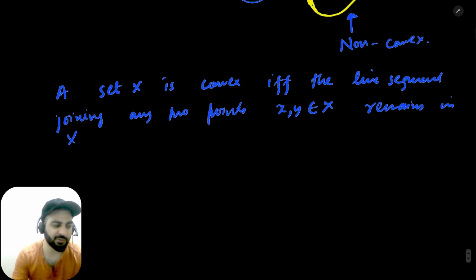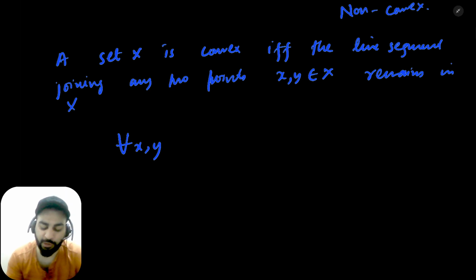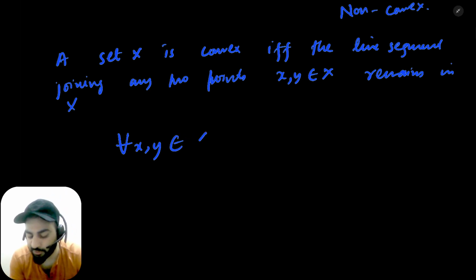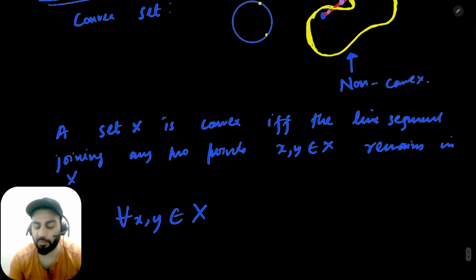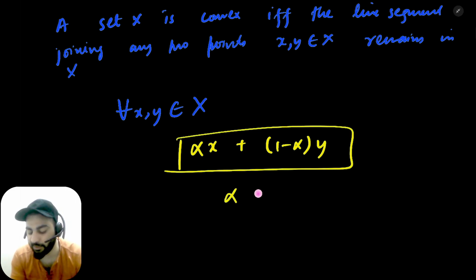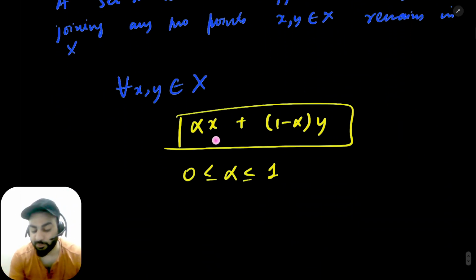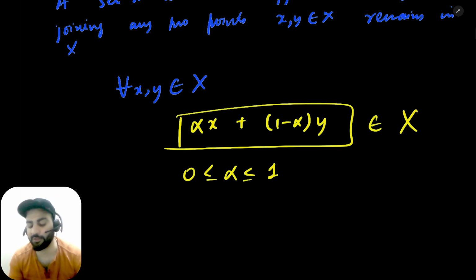So how do I write it mathematically? For all x, y, any arbitrary point x and any arbitrary point y which belongs to this set X, if I have to make a line segment joining them, you know the equation of a line. We'll say alpha times x plus 1 minus alpha times y. This represents the line, but the value of alpha should lie from 0 to 1. This is the equation of this line. I have taught you the equations of a line. So this should be within X. This is what I mathematically wrote.